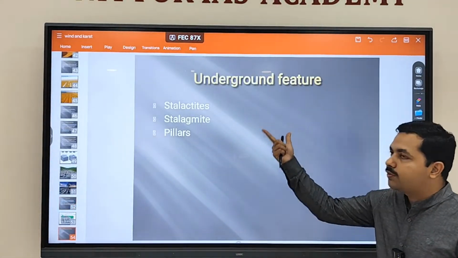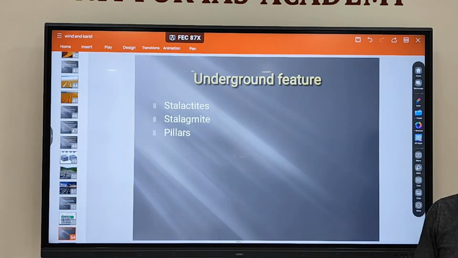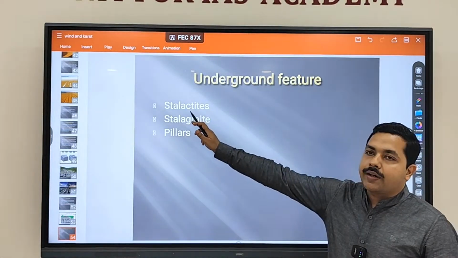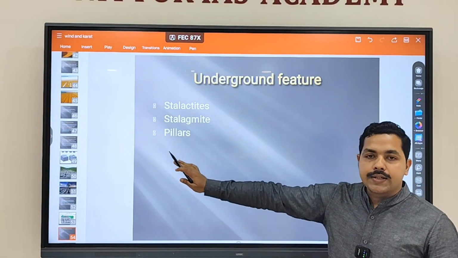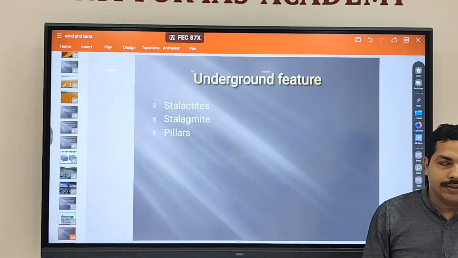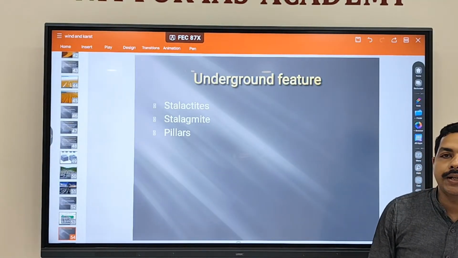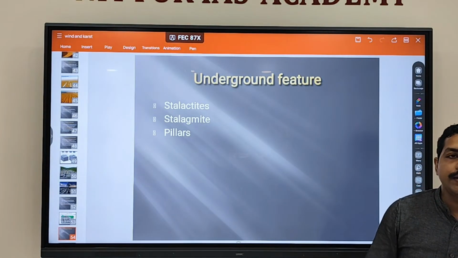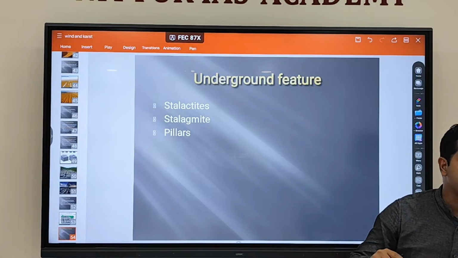We discussed the underground features that you find in a karst region. They are called what? Stalactite, stalagmite, as well as pillars. These are the underground features that you find in a karst region. Fine.